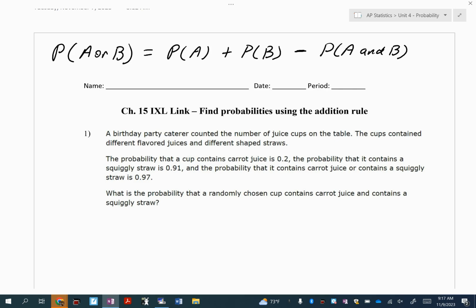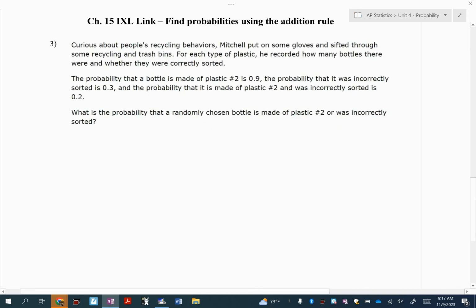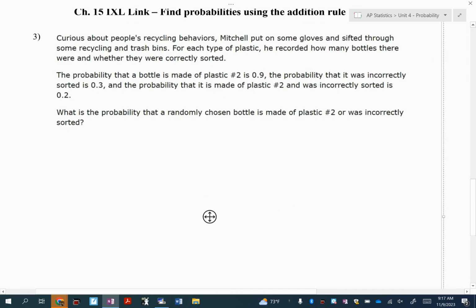Okay, everybody ready? Everybody have a calculator? Here we go. Go to number 3. Take a moment to read about Mitchell.